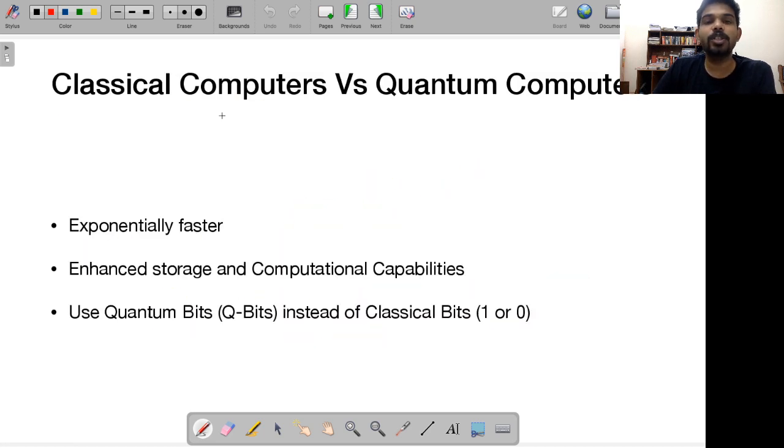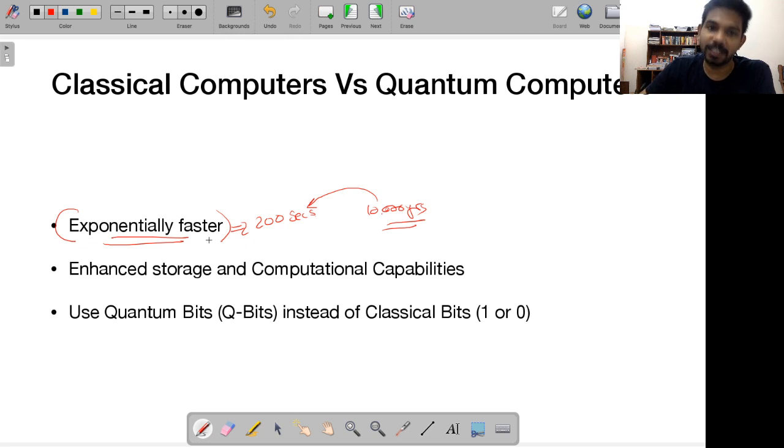So let's do a quick comparison between the computers that we are using right now, which are called classical computers, versus the quantum computers. As you can see, I told you it took Sycamore only 200 seconds. What would have taken 10,000 years for a normal computer? So as you can see, this is exponentially faster. It's not 2 times faster, it's not 3 times faster. The word we use is, we say that the quantum computers are exponentially faster than the classical computers.